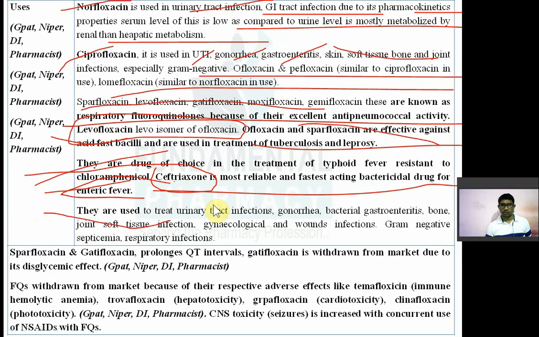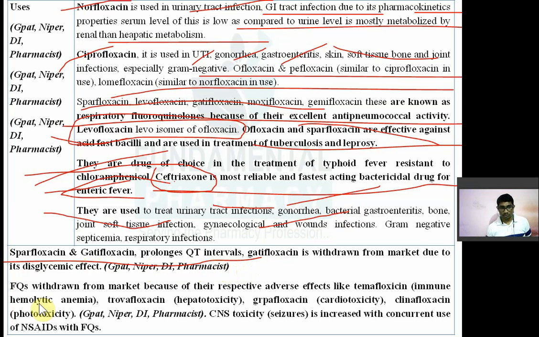Okay. What is the use? UTI, gonorrhea, bacterial gastroenteritis, bone and joint tissue infection, gynecological and wound infection, gram-negative bacteria, septicemia, respiratory. Okay. Most important point: sparfloxacin and gatifloxacin, they can produce arrhythmia. They can prolong the QT interval of your ECG. ECG होता है QRS वेव, QRST वेव. उसमें QT वेव जो है उसको prolong करेगा, उसका डिस्टेंस बढ़ाएगा. तो sparfloxacin and gatifloxacin, that's why they can produce arrhythmia. That's why they are no more used.